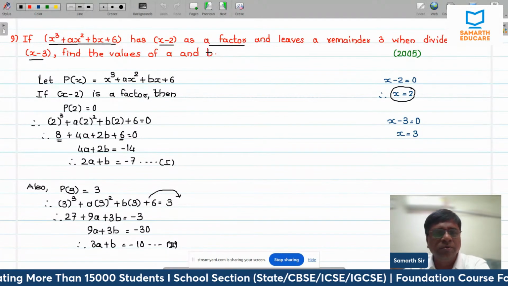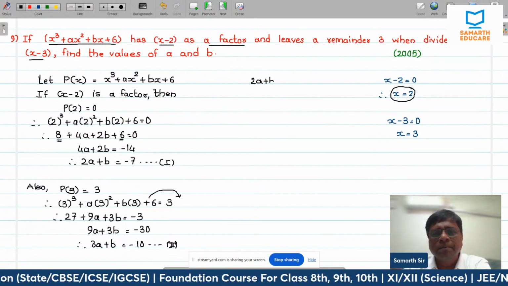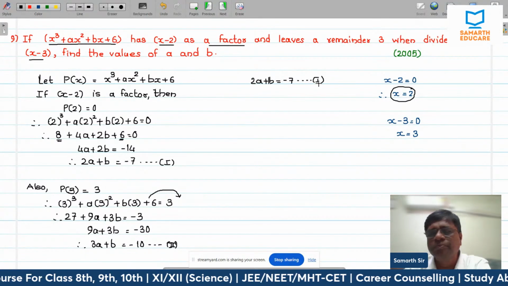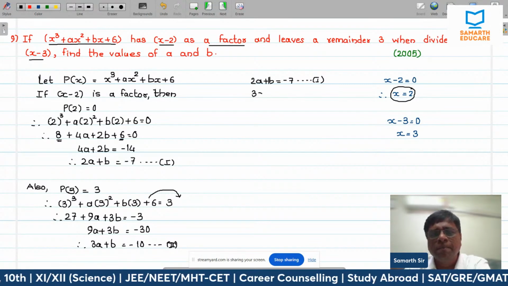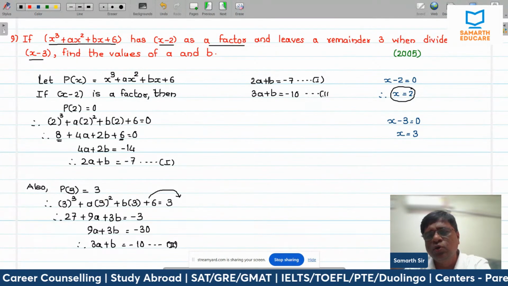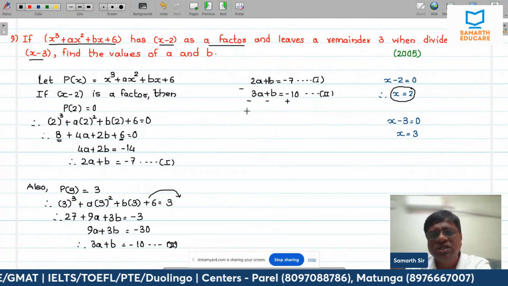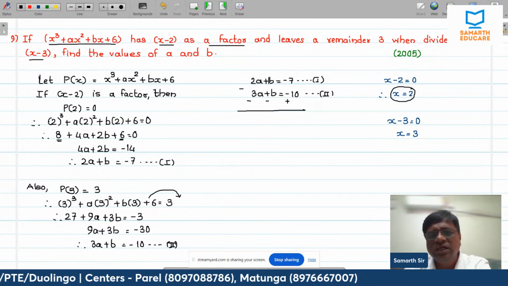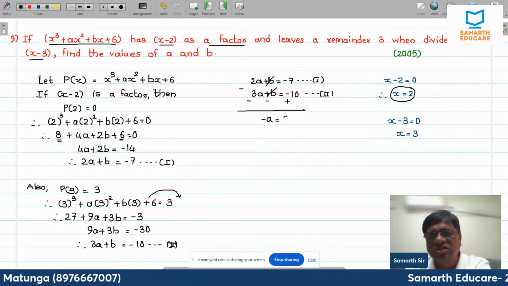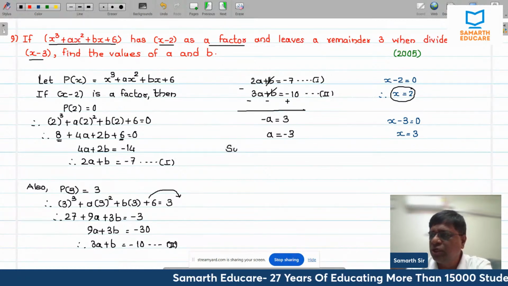Right now, if I take 2a plus b is equal to minus 7, this is equation number 1, and 3a plus b is minus 10, this is equation number 2. I just have to subtract it, so everything will change its sign, and 2a minus 3a is minus a, b minus b gets cancelled, minus 7 plus 10 is 3, so the value of a is minus 3.